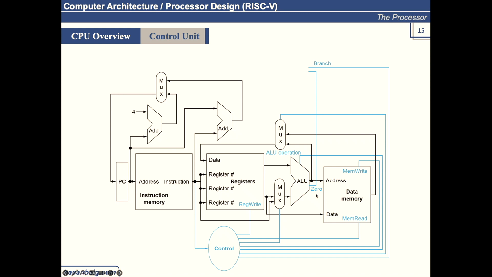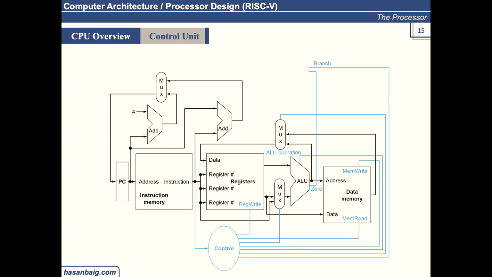The 0 signal tells whether the result is 0 or not. If it is 1, it means that the result of these two inputs is 0. It performs the subtract operation and generates the 0 signal. If it is 1, it means the result is 0. If it is 0, it means the result is non-zero.